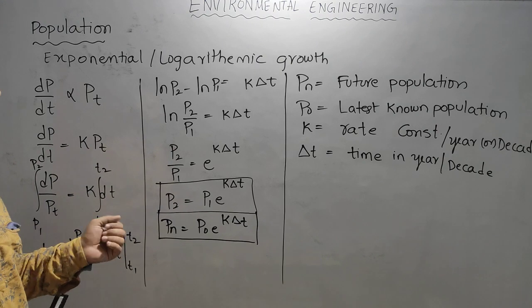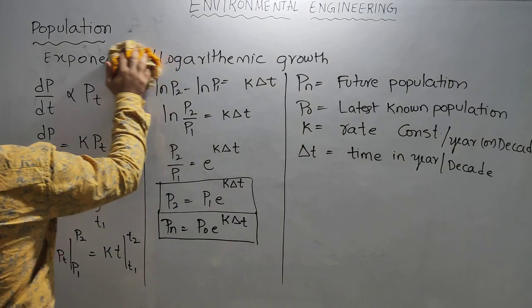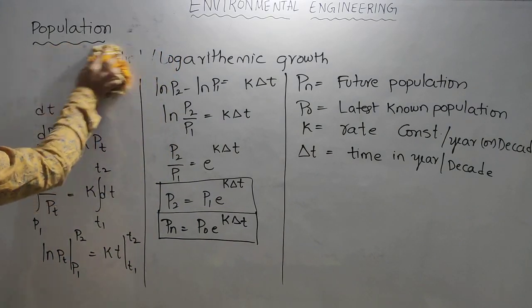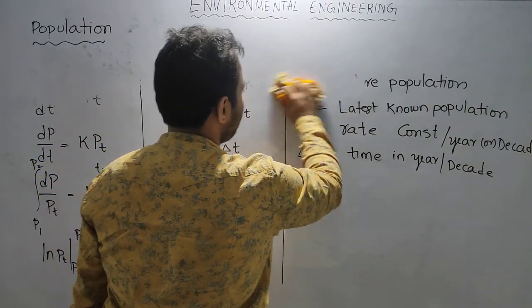There is another method which is useful when you have past population data with you. That is the progression technique, the geometric increase method of forecasting. Let us see that method also.